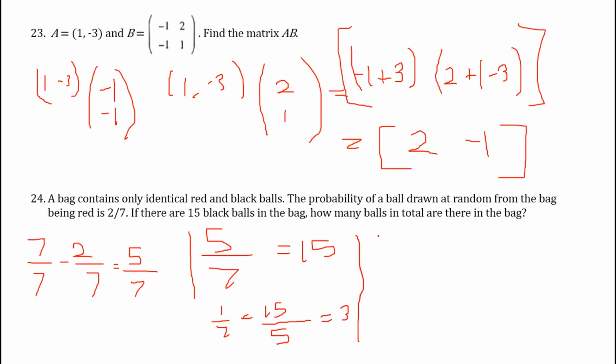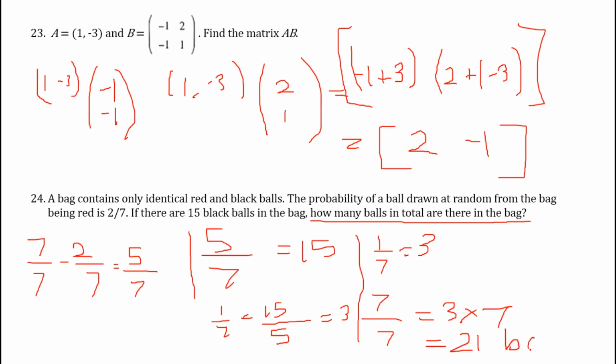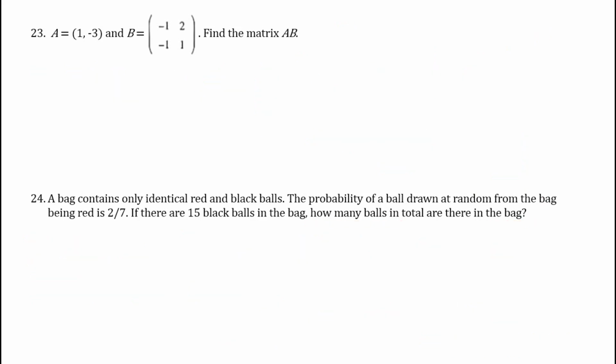So now we have found 1 over 7 equals 3. So we should find 7 over 7, that is the total balls. That's what they are asking here. How many balls in total are there in the bag? That will be 3 multiplied by 7, that will give you 21 balls. So the total balls in this bag including red and black is 21 balls. So with that, let's move on to the next set of questions.